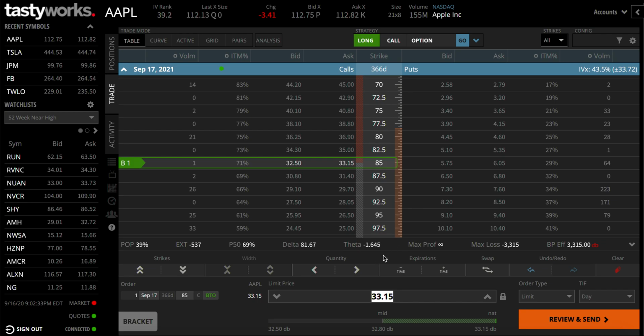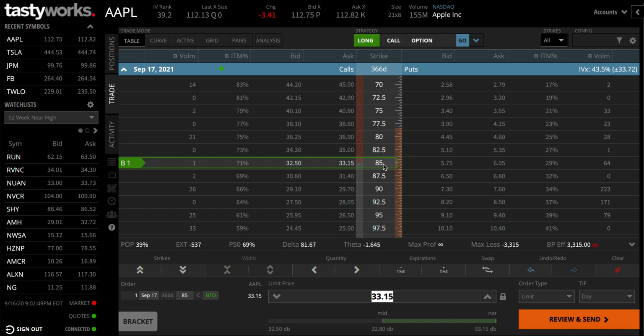And time is your friend here. Your theta is 164. You're not losing anything, even if it remains flat, right? You're not losing anything. So that's pretty good. And the other thing is, you are in the money, right? So you are in the money.